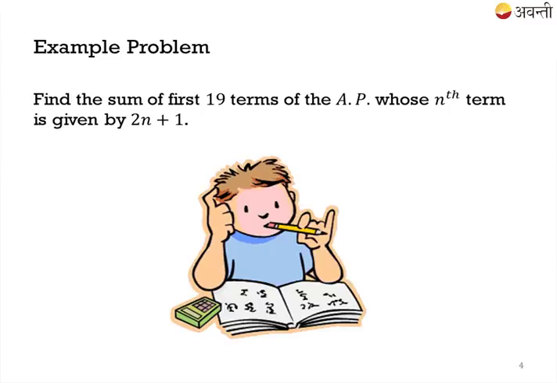What does this mean? This means that if you insert any number in place of n, you will get that particular term of the AP. That is, if you put 1 instead of n, you will get the first term of this AP. If you put 2, you will get the second term. If you put 19, you will get the 19th term. In this way, you can find all terms of this AP. Now with this information, please try to solve this problem.